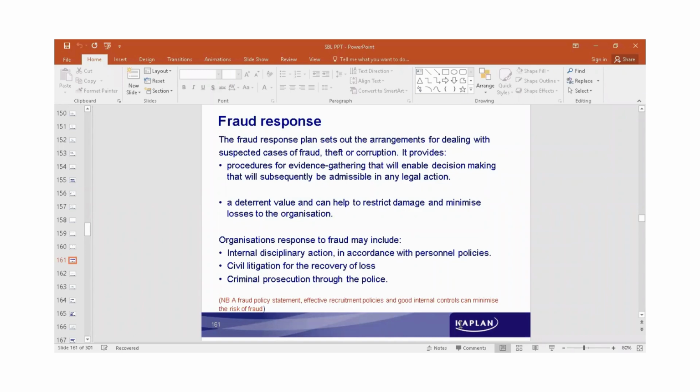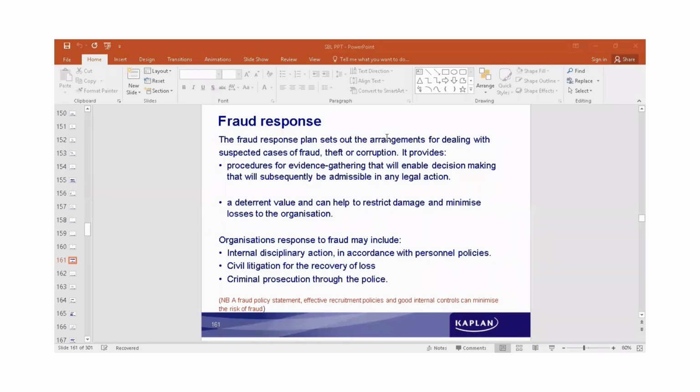Then we see fraud response. After the fraud is detected, what is the response of the management? When something wrong has happened, how do they respond? How do they react to that? The fraud response plan sets out the arrangements for dealing with suspected cases of fraud, theft, or corruption. So there is a procedure for evidence gathering that will enable decision making, and that will subsequently be admissible in any legal action.